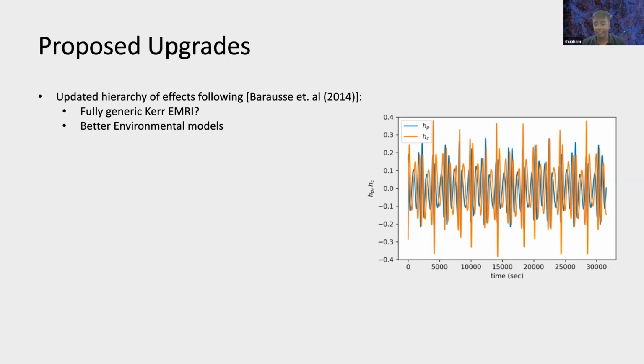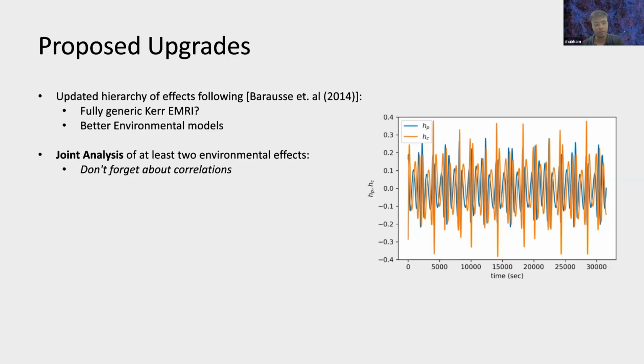And I think it's quite reasonable to assume, although that's not the area of my group's expertise, that in the span of about a decade from Burrows et al.'s analysis, it is possible that we have better environmental effect models as well, better accretion disk models, and better understanding of the underlying assumptions of these accretion disk models, etc. So can we use a better environmental model to start with?